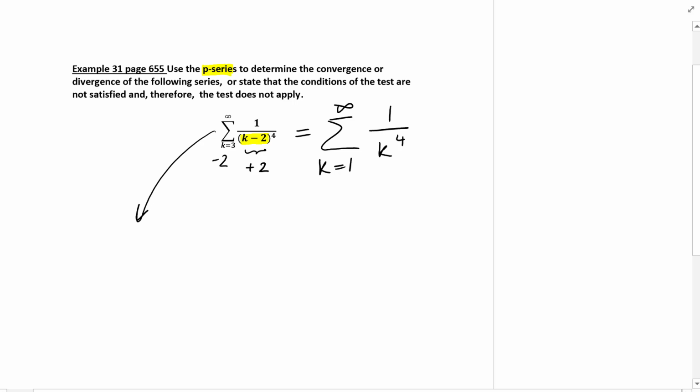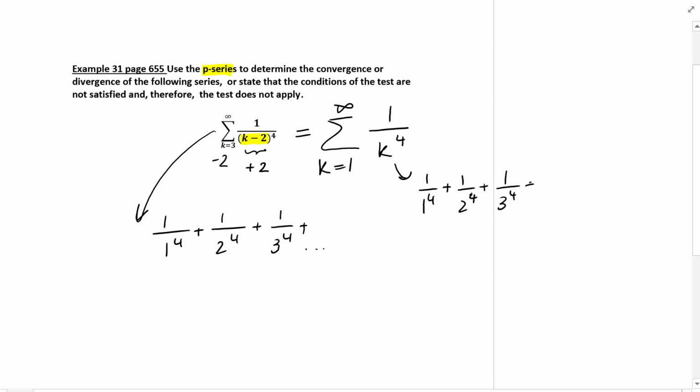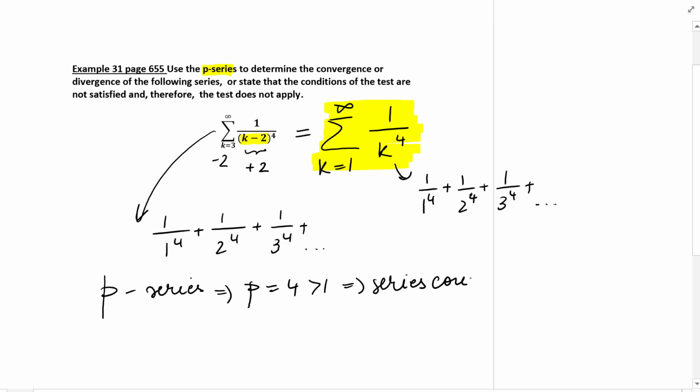Just think about it. If k equals 3, we get 1 over 1 to the 4th. If k is 4, we get 1 over 2 to the 4th. If k is 5, we get 1 over 3 to the 4th, and so on. In the shifted version, if k is 1, we get 1 over 1 to the 4th; if k is 2, 1 over 2 to the 4th; if k is 3, 1 over 3 to the 4th. So we're generating the same thing. By doing this, we are showing that this is a p-series where p is equal to 4, and because it's greater than 1, the series converges.